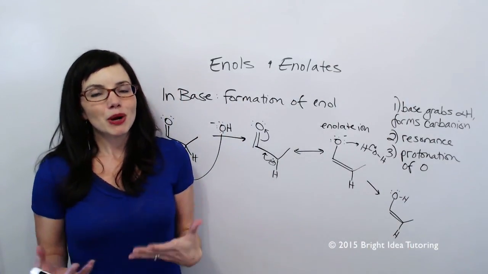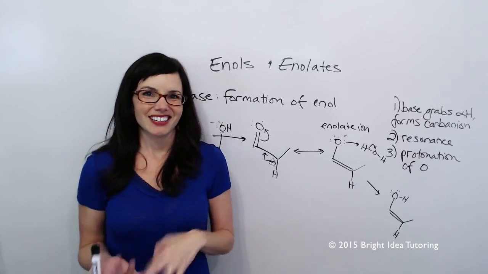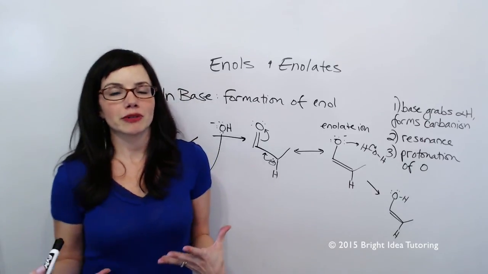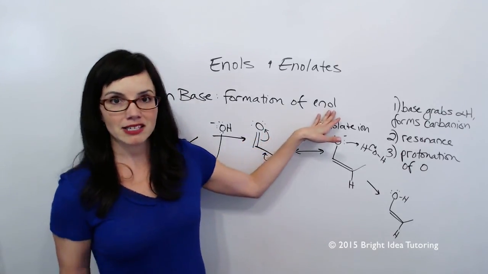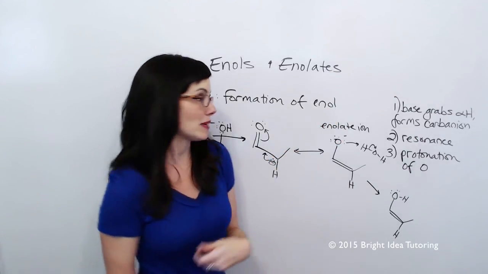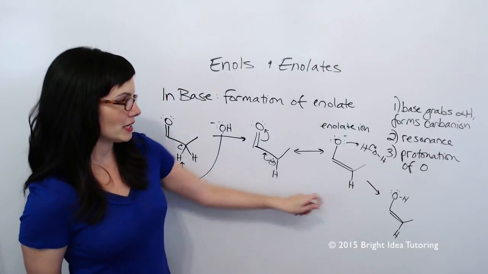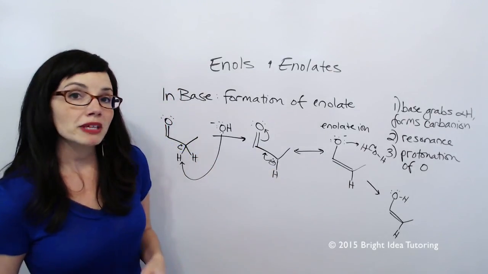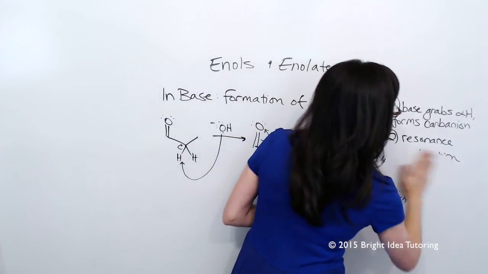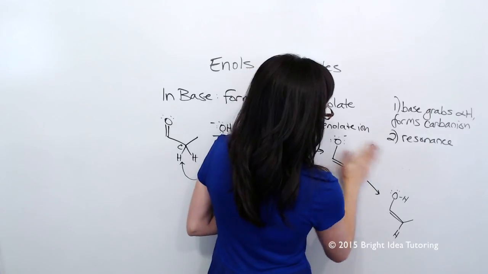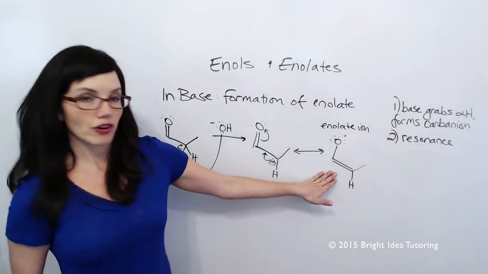Now, really, the most important concept that you're going to need to learn for this chapter and for all of the future reactions that you're going to be doing is not so much the formation of an enol in base, but rather the formation of the enolate in base. And you already know how to form the enolate because it's right here. So to form the enolate, all you really need to do is stop at resonance and just not do the protonation. So we'd stop right here at this structure.